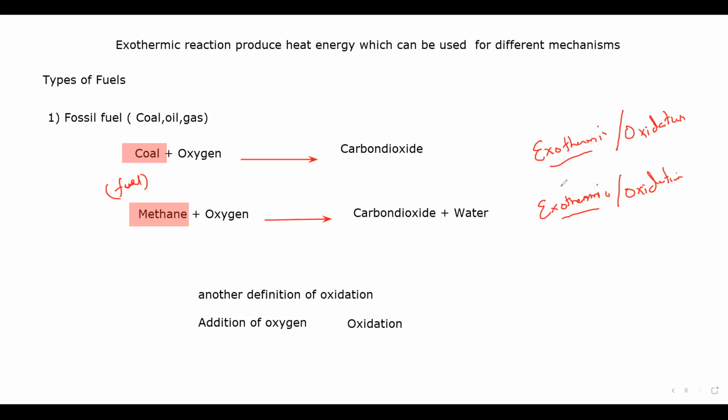Is this example clear? The first one: we use different substances as a fuel. So when we burn fossil fuels, it releases energy, and the reaction is termed exothermic as well as oxidation. Any doubt till this point?